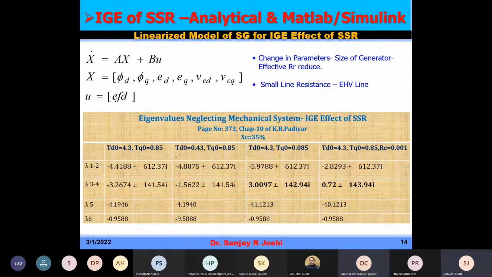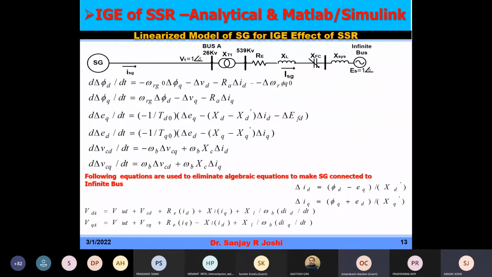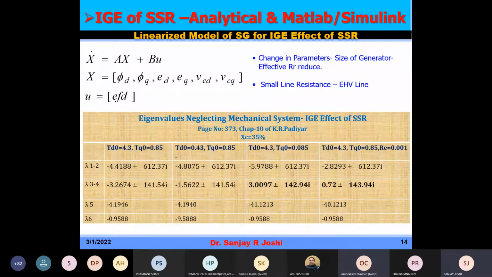So basically, in the compact matrix form, these 6 equations are expressed as x dot equal to Ax plus Bu. You can see x is a state vector in which there are 6 states: phi d, phi q, ed, eq, vcd, vcq. U, that is the input, is nothing but the EFD.